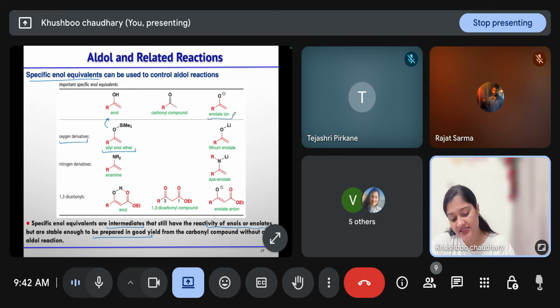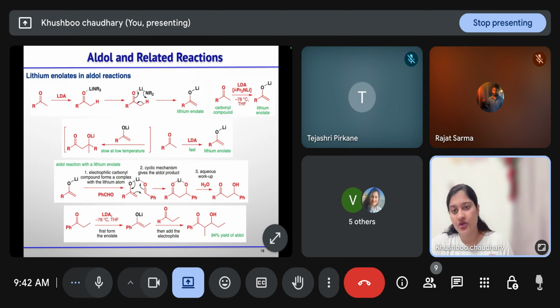Then your enolates, for example lithium enolates. If you are comparing lithium enolates with silyl enol ether, lithium enolates are more reactive than the silyl enol ether. And the nitrogen derivatives are enamines and azaenolates. And 1,3-dicarbonyl compounds we will also use, that we will see, where enolate anion and enols, how they will react. So these are the specific enol equivalents, and let us see how these will react in the aldol reaction, or how we will generate them. So, lithium enolates in aldol reaction.